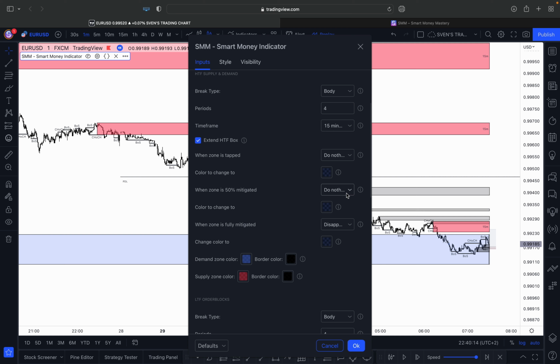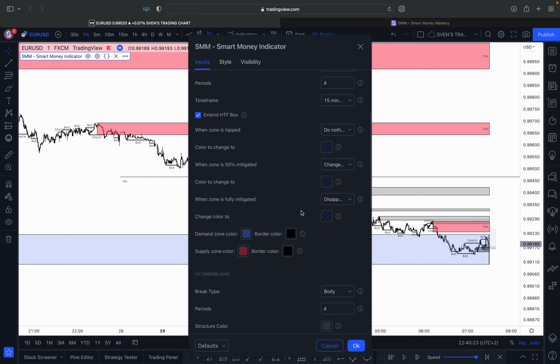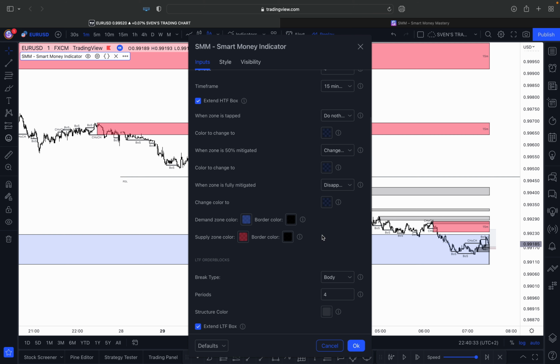And then it should change back to the normal blue color over here. But I'll change it back to make it more transparent. And when the zone is fully mitigated, that means that you basically can't do anything anymore with that zone. Then you can let it choose to disappear, so your indicator will also be working a little faster.